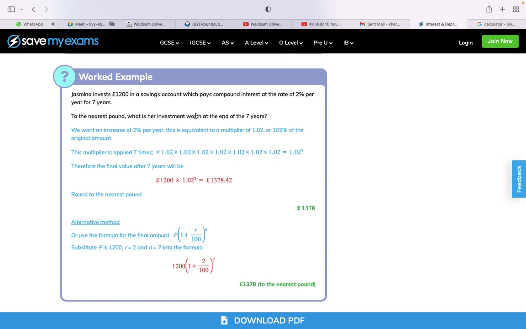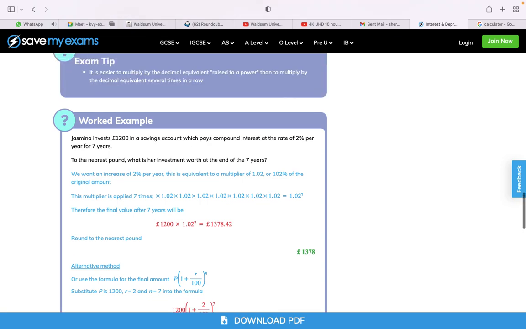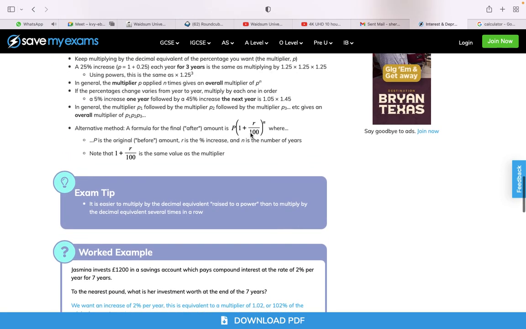Now for this case, our rate is 2%. Remember 2%, if you bring 2 into this formula, it will be 2 over 100. 2 divided by 100 will be 0.02. So 0.02 plus 1 will be 1.02. 1 plus 0.02, you know the rate is 0.02. If you say plus 1, you get 1.02. So that's how we got this 1.02.